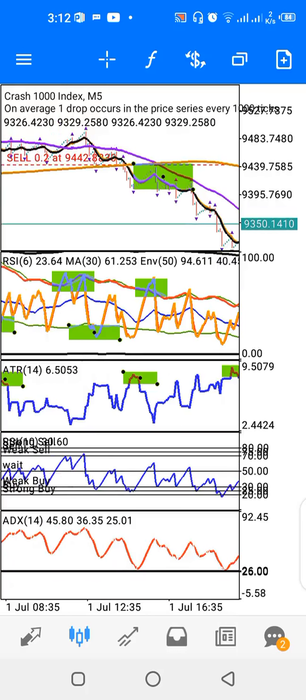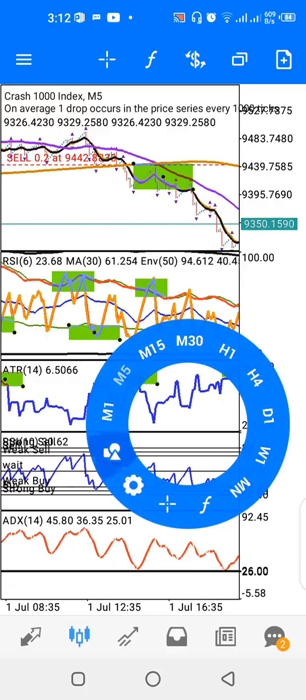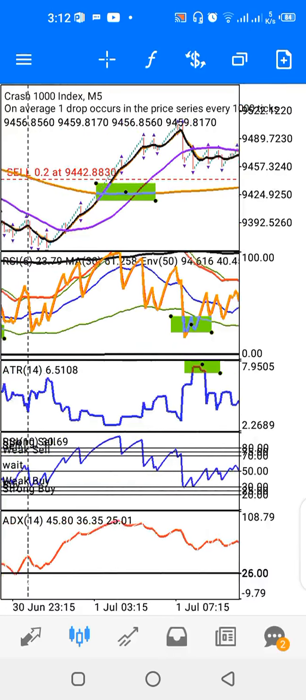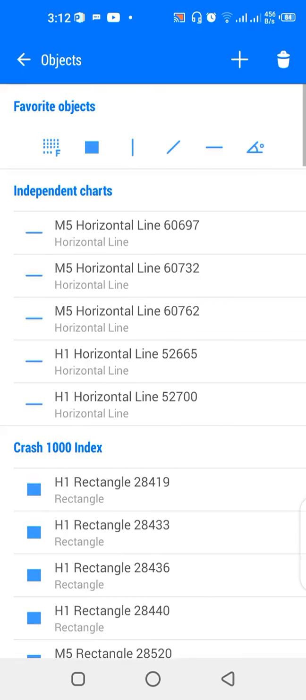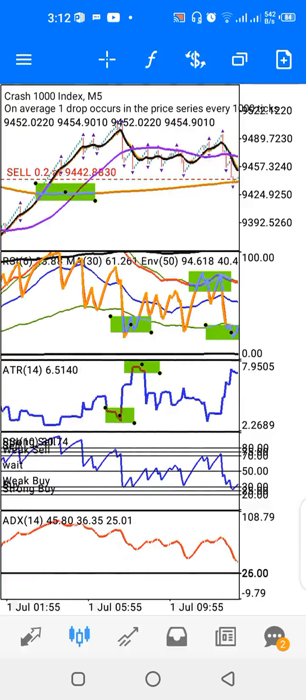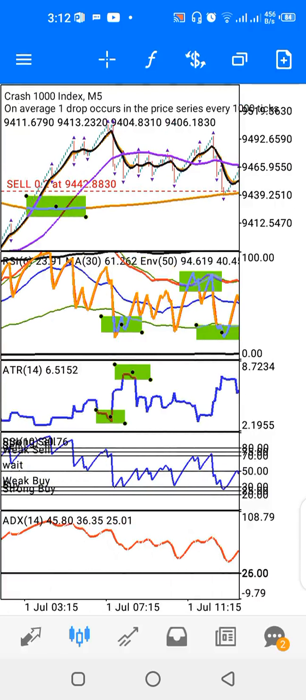For boom index, the reverse will be the case. You allow the ATR to go downwards, and when it starts to turn up, curving upwards and forming a V shape, you look for buy signal. How can you know if it's forming a V shape, if it's turning up or turning down?